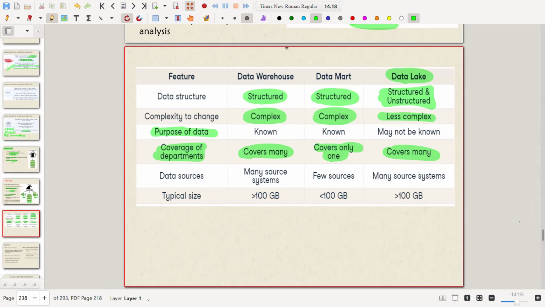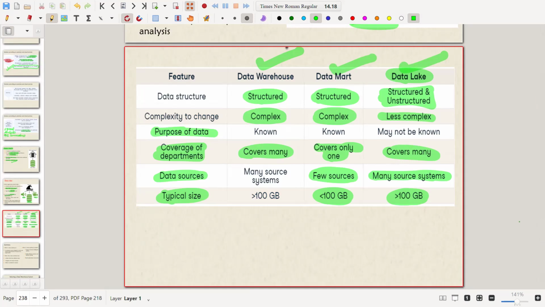Data sources also you can see. A data mart has a few source nodes, whereas a data lake has many source nodes. Typical size, a data mart has very little, less than 100 GB, whereas a data lake is preferably more, greater than 100 GB. So you can see how the comparisons are between the data warehouse, data mart, and data lake. Depending on your organization's application and needs, you can prefer either a data warehouse, a data mart, or a data lake. So this is something you should be aware of.